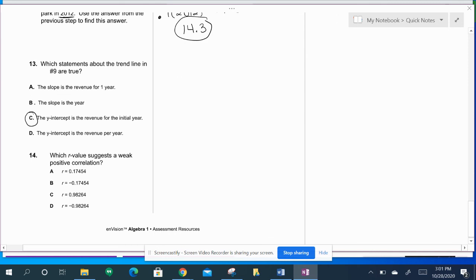Finally, then, what R values suggest a weak positive. So a couple of words that I'm looking for there are positive and weak. Because it says positive, I can eliminate choices B and D. And then because it says weak, I remember that a strong correlation is close to 1 or -1. And so I'm looking for which one of these is closest to 1. That looks like C, that would be the strongest. So we would say A is a weak positive correlation.